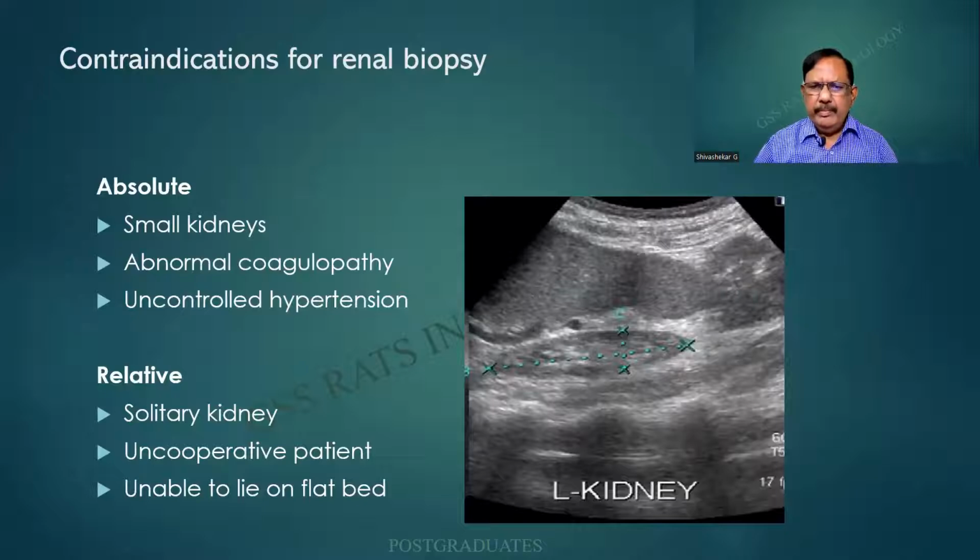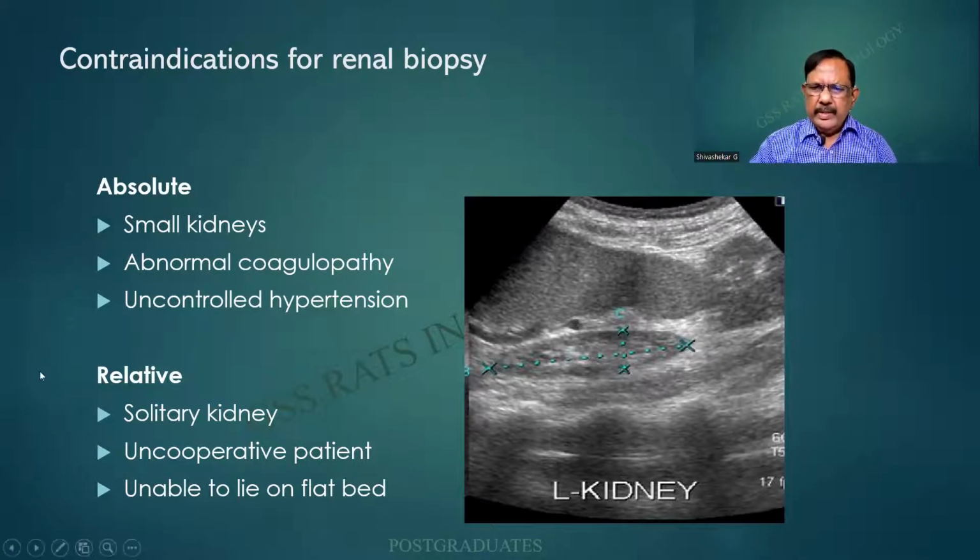Uncontrolled hypertension. Relative contraindications: solitary kidney. Try to preserve it as much as possible. Do not make it malfunction. Uncooperative patient, you and I cannot do anything. Unable to lie on a flat bed. So these are relative contraindications. Probably the nephrologist will be having some kind of a solution for it.